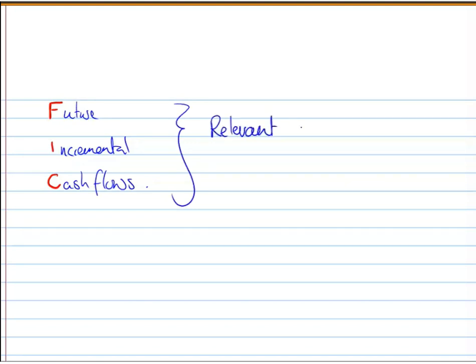For this style of task, we're looking to identify any future, incremental cash flows. That's another way of saying we're looking for relevant costs. So we'll need to check for each of the items in the list whether they meet all three criteria.